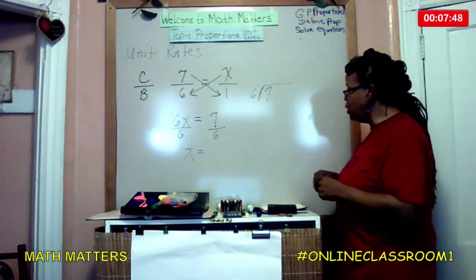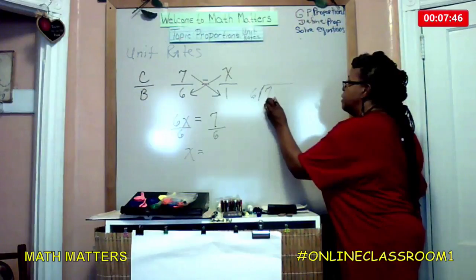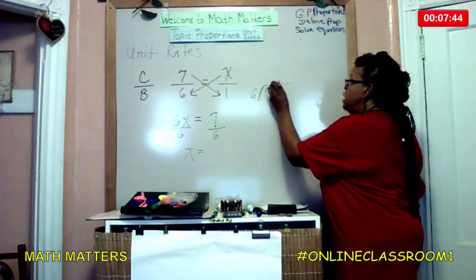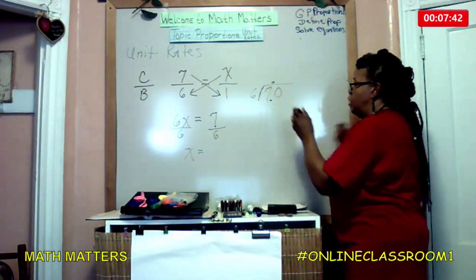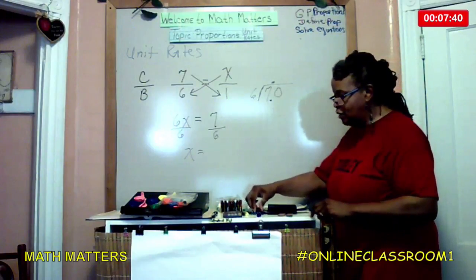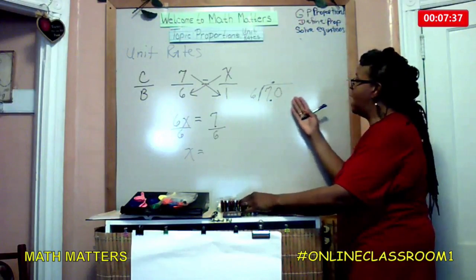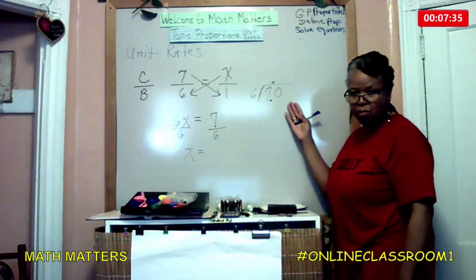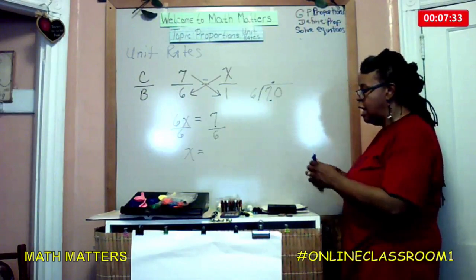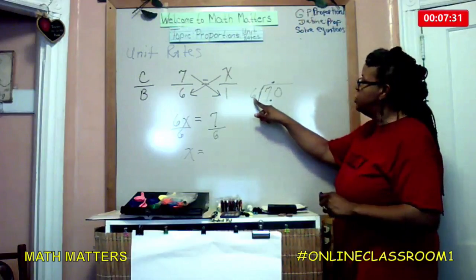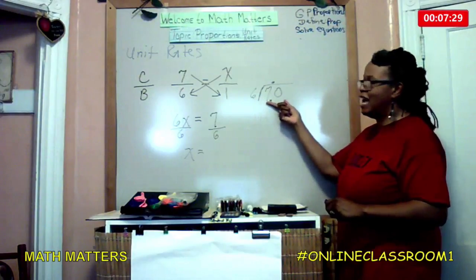In order to do this, we need a decimal point. Put it in our answer and put a 0. Adding or attaching a decimal with zeros behind it does not change your number. It just helps you to simplify it and get the correct answer. So 6 goes into 70.